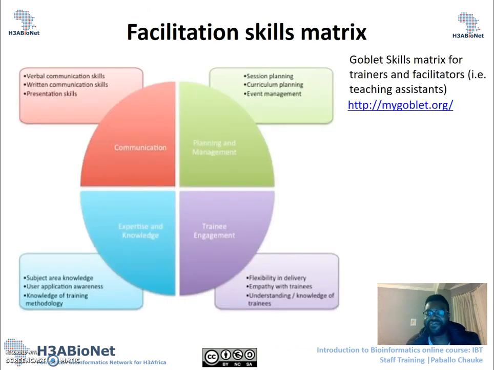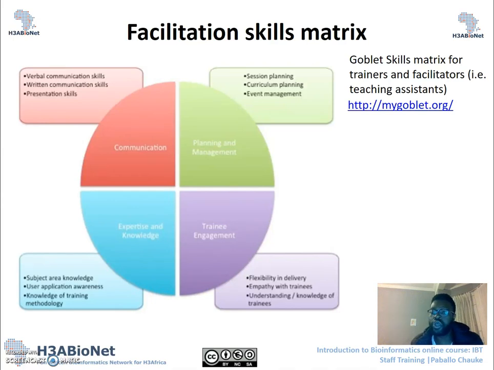Okay, welcome back from that activity that you just completed. Now I just want to speak about facilitation skills, and we're going to be discussing this facilitation skills matrix from the GOBLET skills matrix for trainers and facilitators. Again, it's important for teaching assistants and system administrators as well, but this is going to be mostly for teaching assistants who are going to be assisting students with practicals and assignments that they're going to be doing.